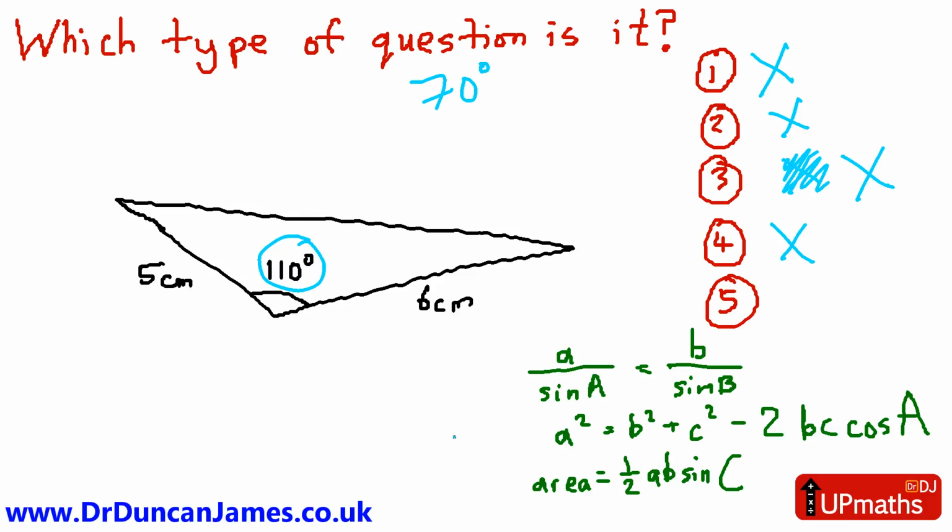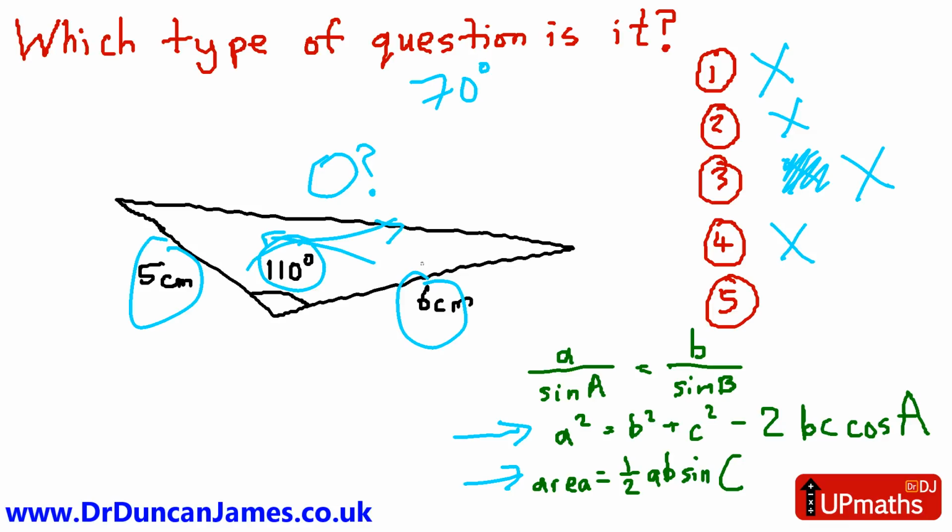Well, it could be cosine rule because that would involve 1, 2, 3 sides and an angle. So maybe they want us to find out what this angle is. Or it could be area. It could be sine rule as well, but that would be a bit weirder because we don't have either of the opposite angles. But anyway, let's try the next question.